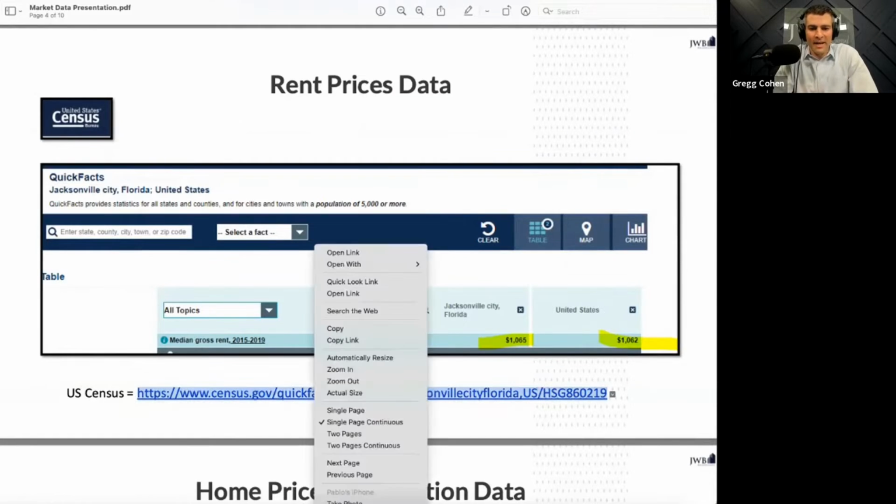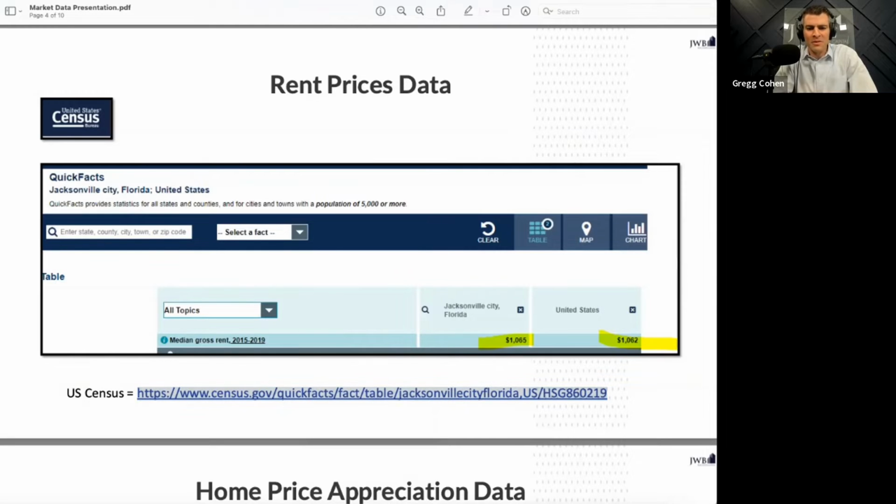The latest data that they have released, I believe, is from 2019. So from 2015 to 2019 is the median gross rent. And you can just go to this link here that you see. It's kind of funky, so you'll have to check the show notes if you're listening on the podcast. But you can just put any city in here. Jacksonville City here has a median gross rent of $1,065, and you can see the United States overall is $1,062. And you can just run those same rent prices for the other 5 markets, which we're going to compare here, or any market that you want to compare.